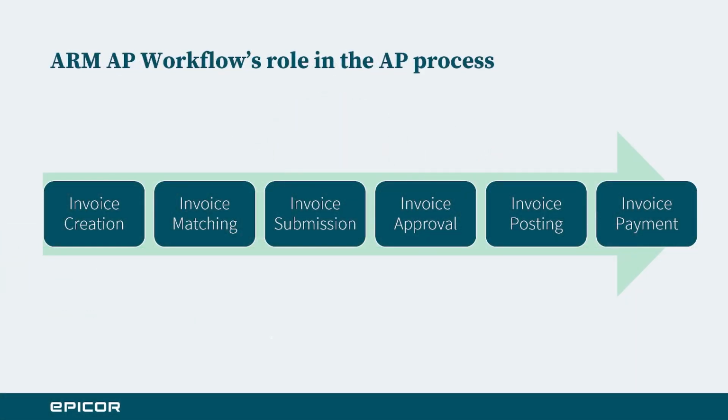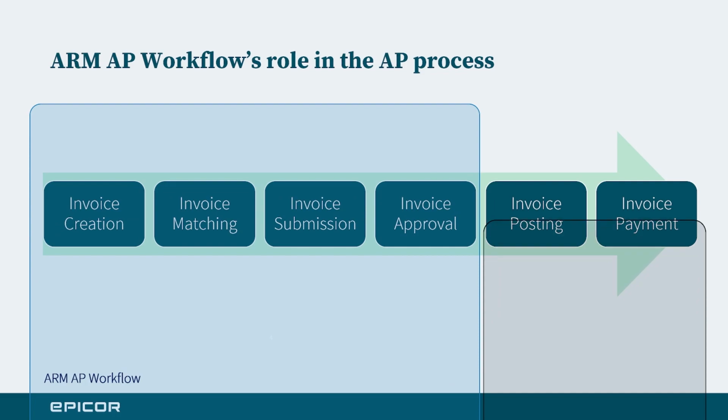Now, the processing of AP invoices involves several steps. Looking just at the AP process now, focusing on each of these steps, we begin with the invoice being created, and then if the invoice is attributed to a purchase order, then relevant receipt lines would need to be matched to that invoice. Once they're matched, the invoice is submitted for approval, and once approved, the invoice is subsequently posted and paid. So notice once again that the ARM AP workflow module accommodates all steps up to the point at which the invoice is ready for posting and payment.